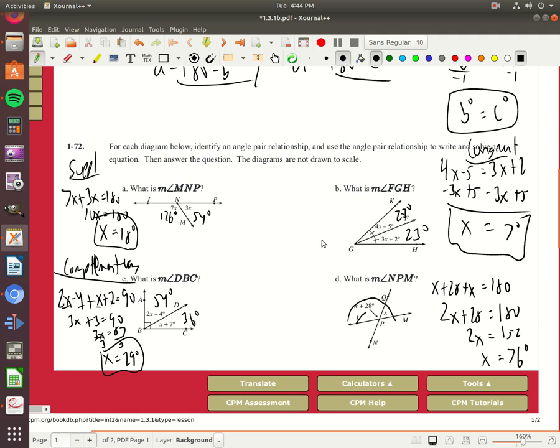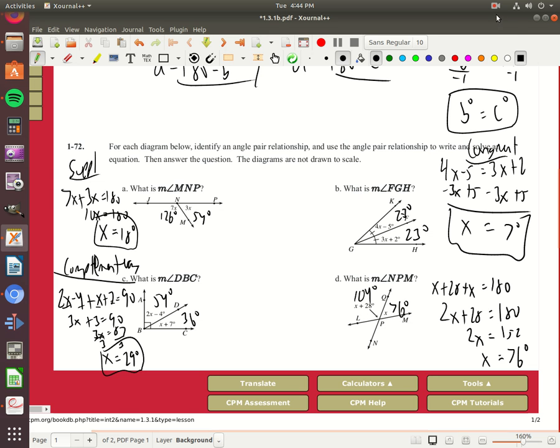If I go over here and plug in 76 degrees, I want these to add up to 180. So obviously this is 76. That's easy because it's x. This is 76 plus 28, so 86, 96, 104. And 104 plus 76 is equal to 180.